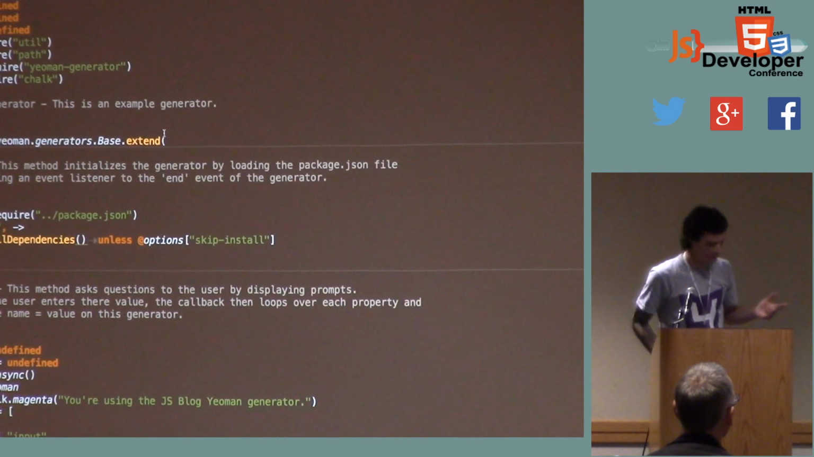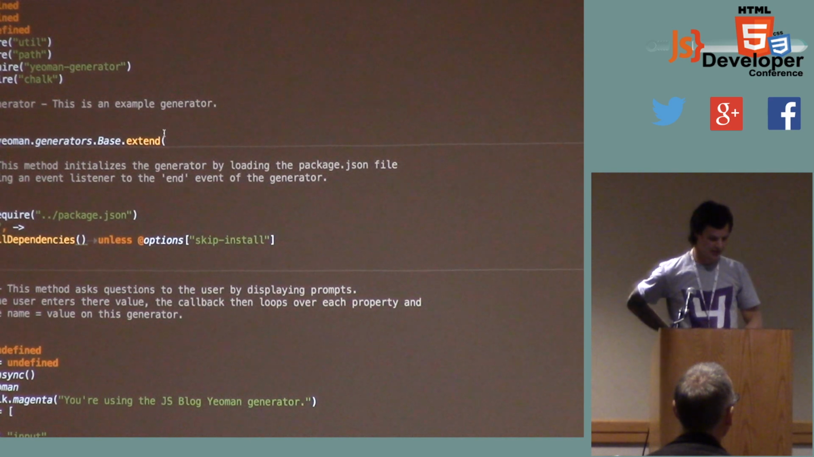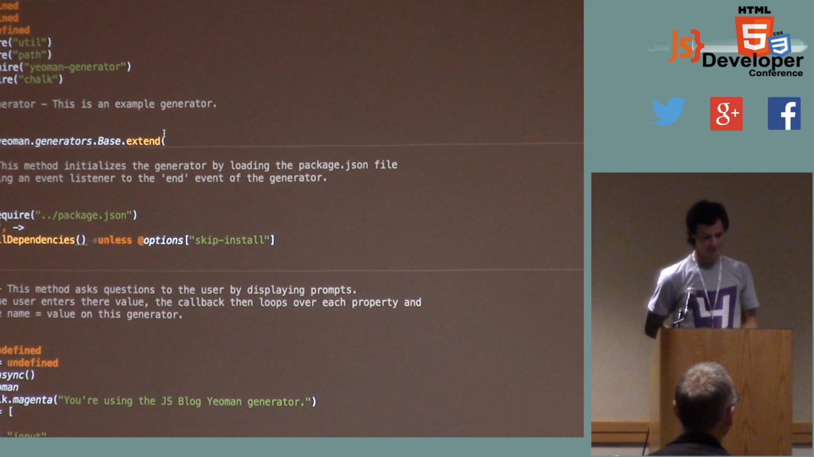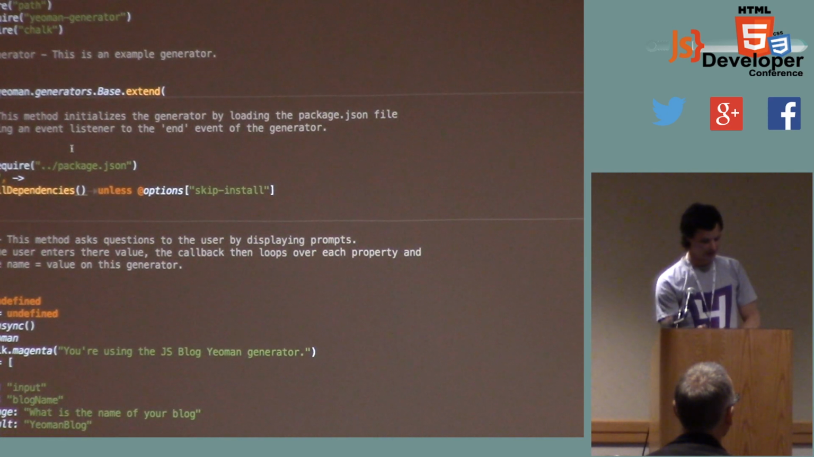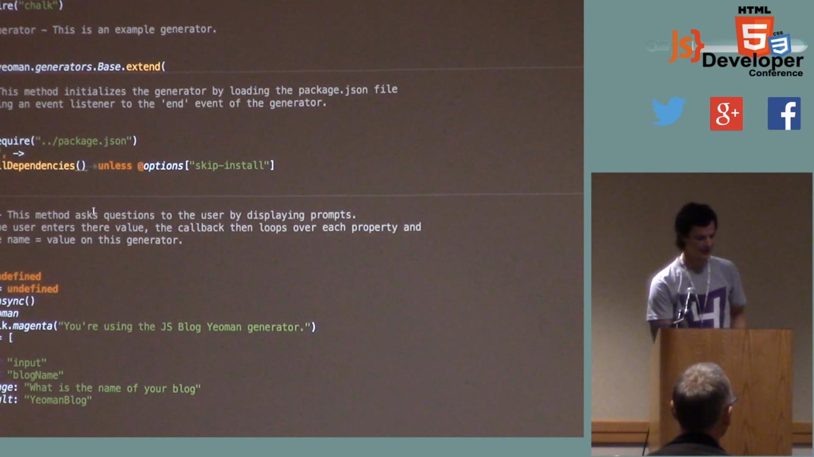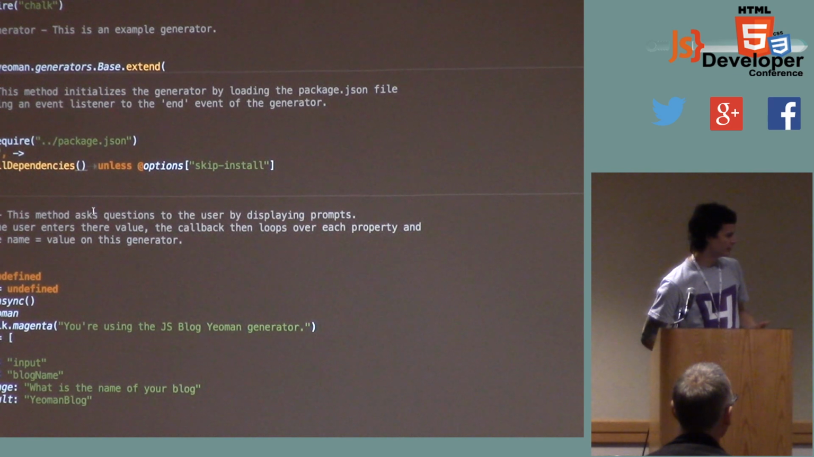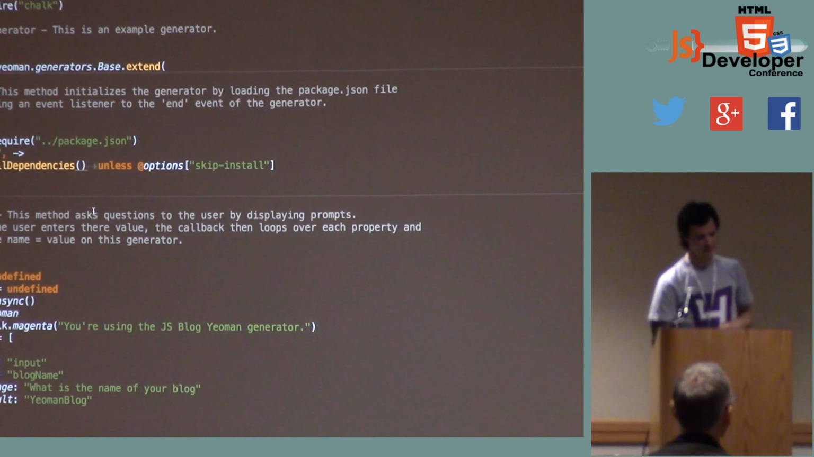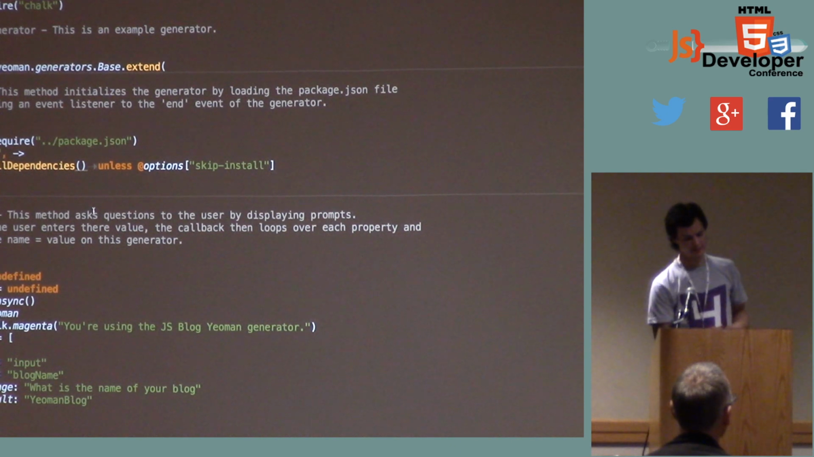Okay, so here would be the definition of a Yeoman generator. You just create a local variable and you call the extend method on the base class of the generator API. As the methods are in order, that's the order that they'll run. The first method I have is the init method, where I get the package. Then I set up an event listener, so when the generator's end event occurs, install the dependencies unless skip install is there.